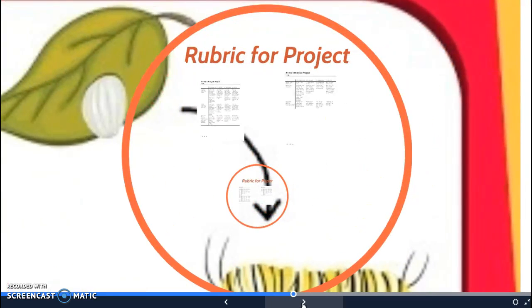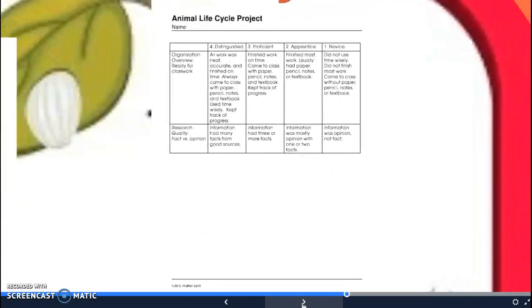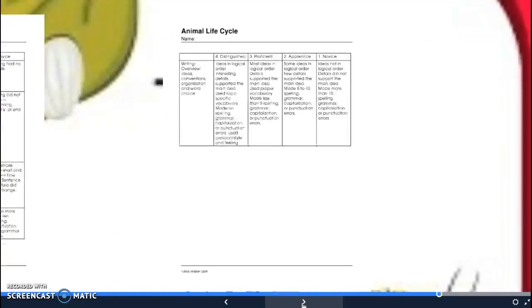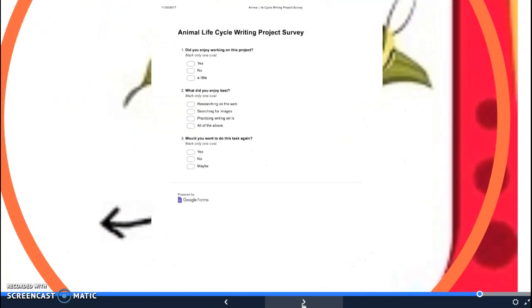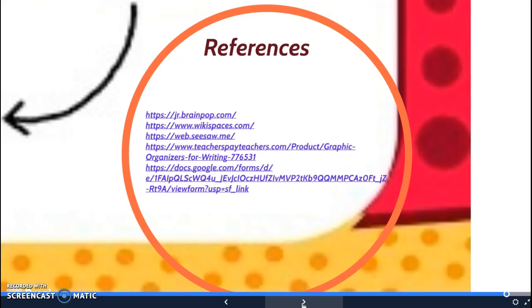Once the scholars were completed, they were graded from a rubric. You had one rubric for the actual project itself, and the other rubric for the paper, making sure scholars had correct grammar, beginning, middle, and end with transition words, etc. And once this assignment was completed, students then took a brief survey about how they enjoyed their project. And these are some of the references.